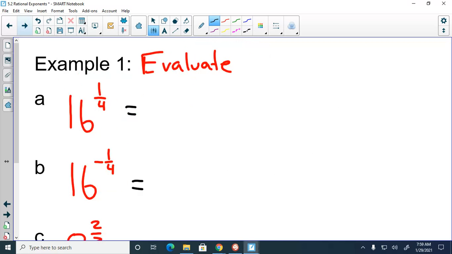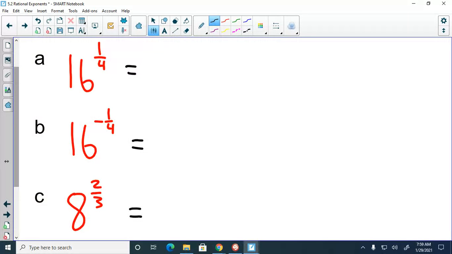So if we look at some quick examples of this, and we just try to evaluate some of these things, we want to first ask ourselves, well, what is that 1/4 power actually doing?